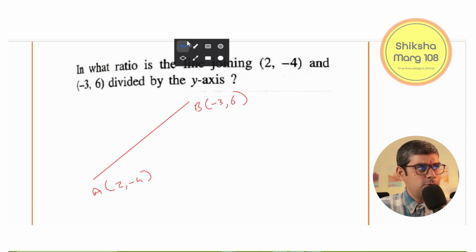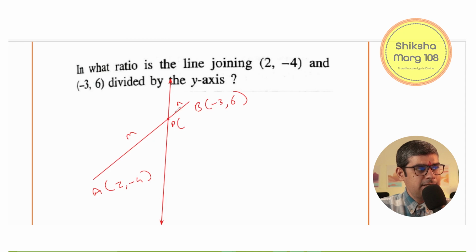Now we are interested to know how the y-axis, which is basically like this, divides the join of A and B, or the line segment AB. So let's have the ratio as m is to n. Let's have the point P where the y-axis is intersecting the join of AB. Of course, as we know, it is the y-axis, so we know one coordinate definitely, which is the x-coordinate. The x-coordinate on the y-axis is always 0. The y-coordinate can have any value from positive infinity to negative infinity. So we go from the known to the unknown. Px is known to us, which is 0.